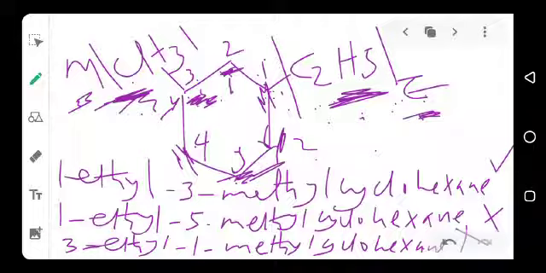cyclohexane. So any other way you name it is not correct. If you start going this direction, 1, 2, 3, 4, 5, you see that you are taking the long journey, the long direction, so you will not name it correctly. So if you say it is 1-ethyl 5-methylcyclohexane, you failed it. If you say that it is 3-ethyl 1-methylcyclohexane or any other thing, you failed it.